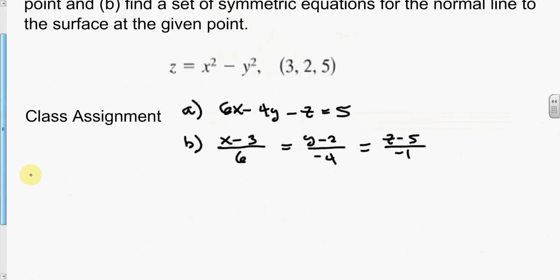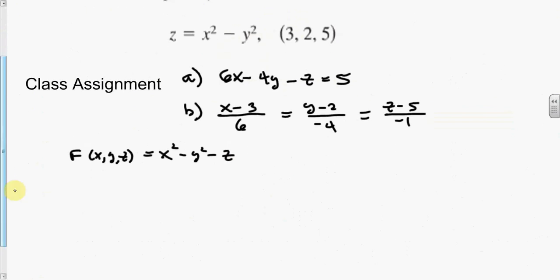So you come here, and you have to say that capital F of x, y, z is equal to x squared minus y squared minus z. And then you get what you want. If you have it the reverse, you have a positive value for z. So the partial of f with respect to x is 2x. The partial of f with respect to y is negative 2y. The partial of f with respect to z is negative 1. If you had it the other way, you would get positive 1 for f sub z, from how capital F is defined.